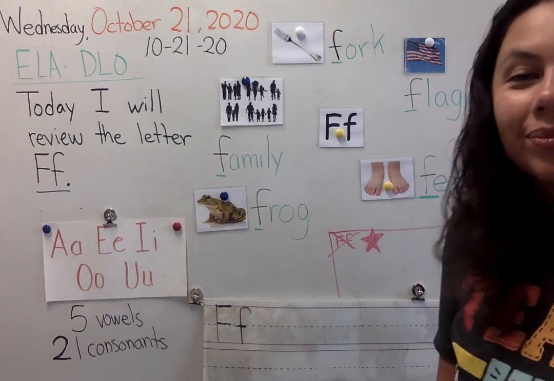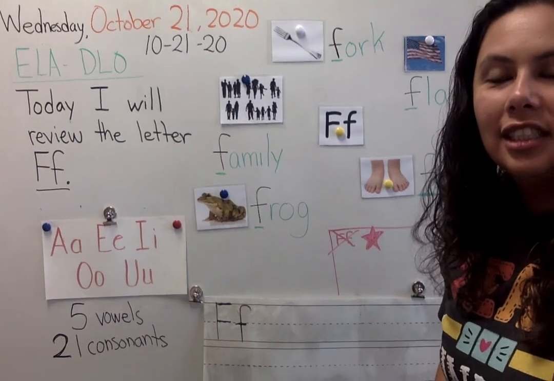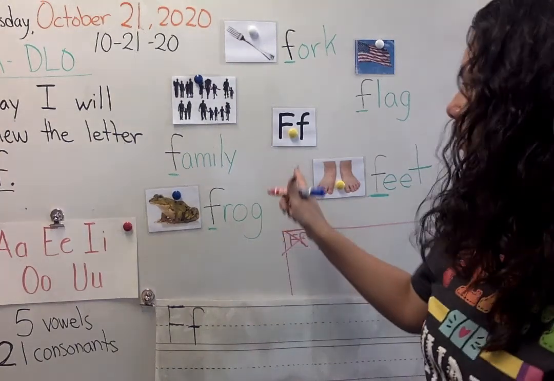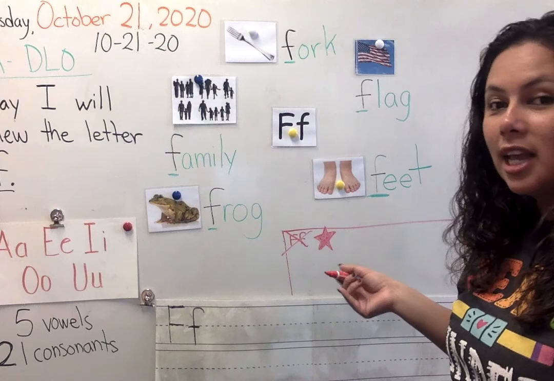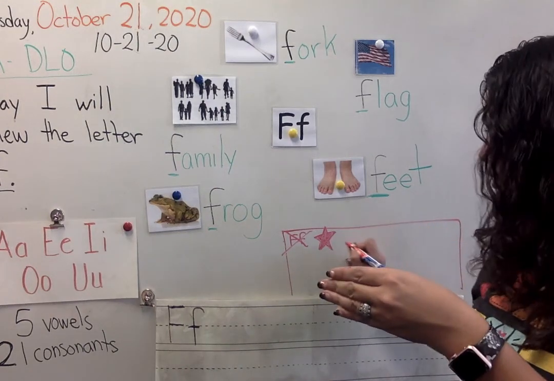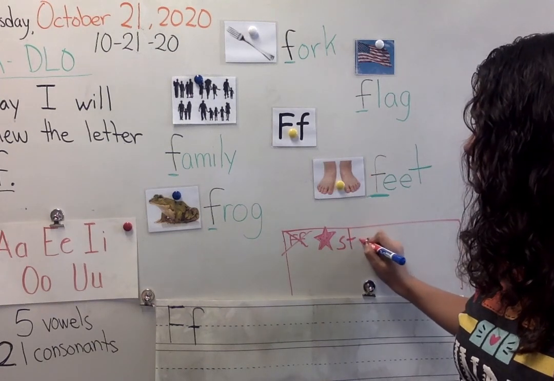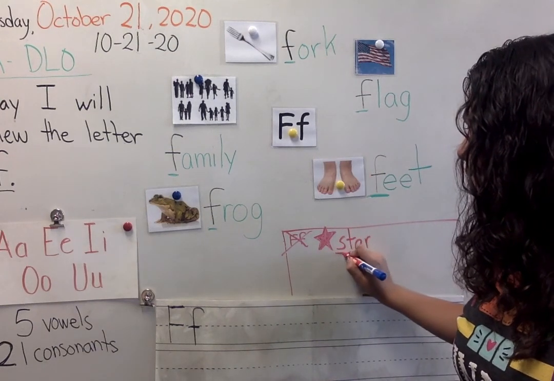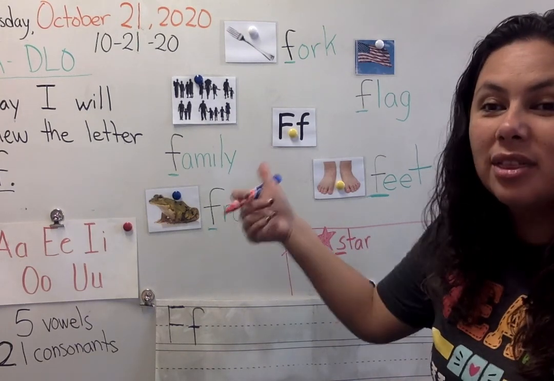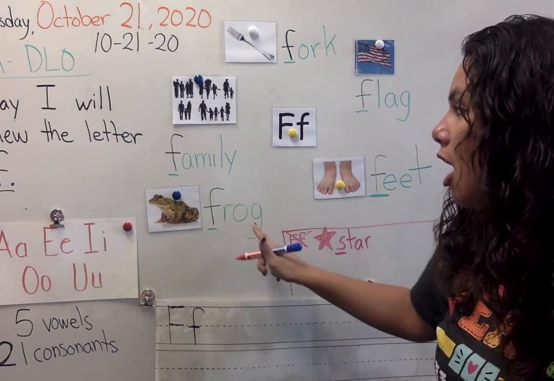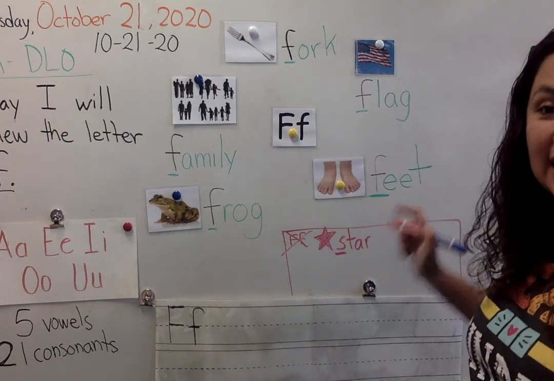What is that? That's a star. Does star begin with an F sound? No. Watch me. It makes a s, t, t, sound at the beginning of the word. So it does not begin with the sound like frog, family, fork, flag, and feet.